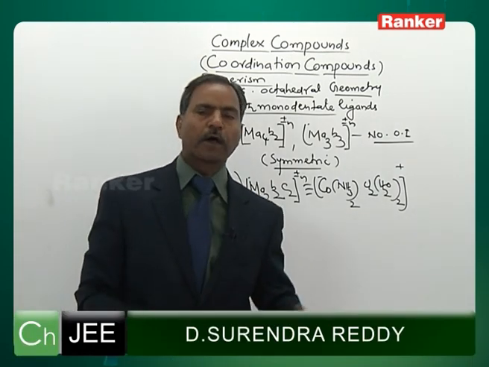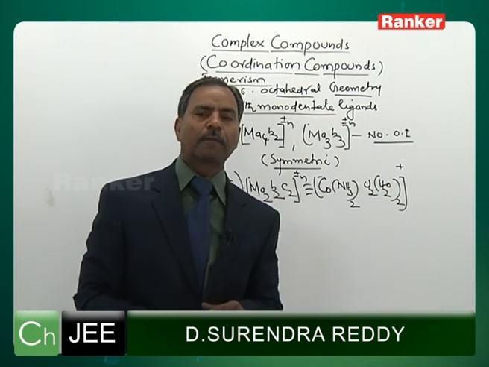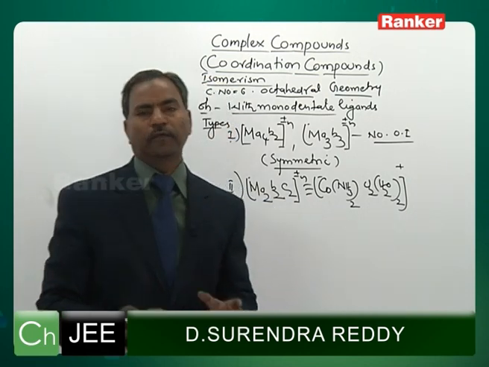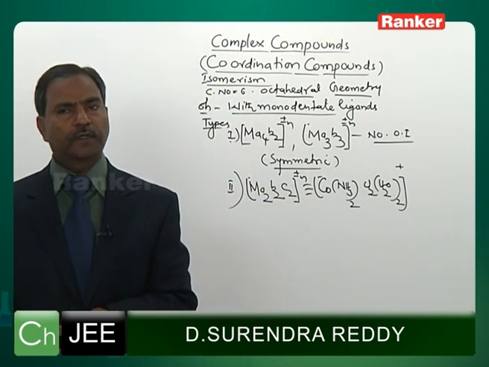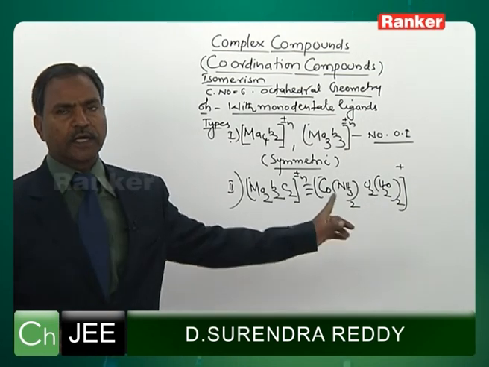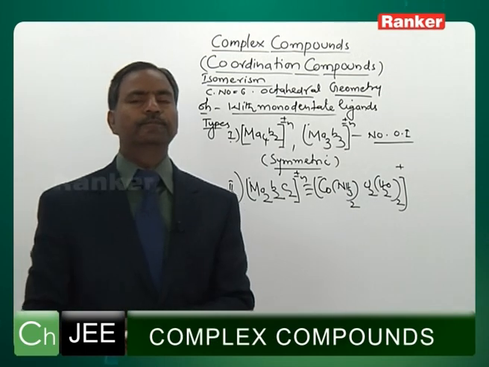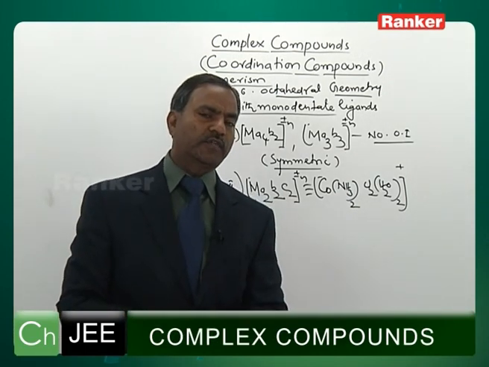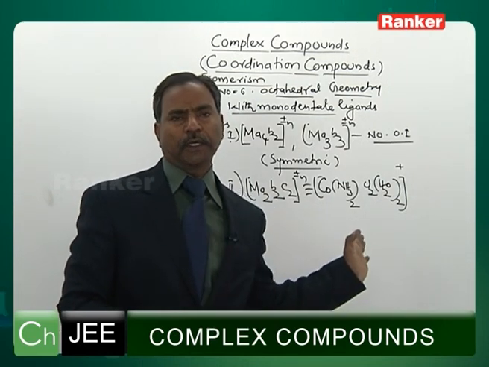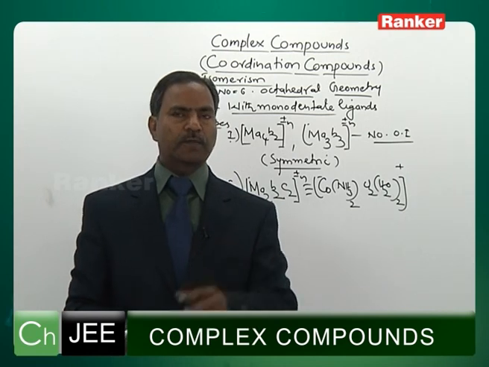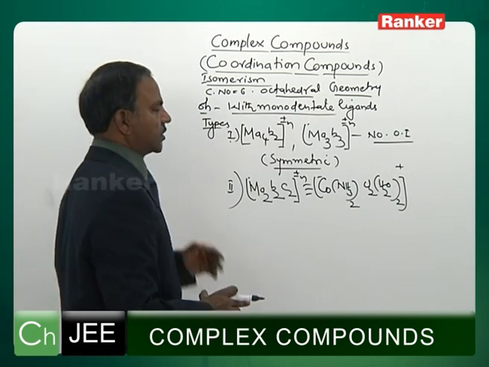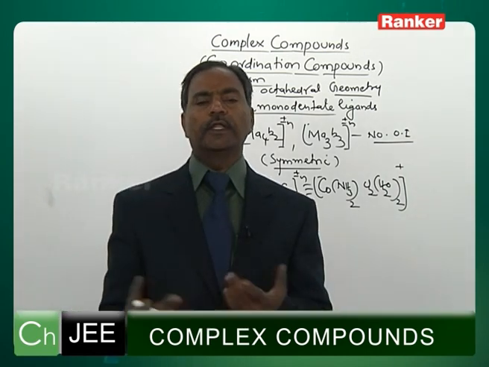Recollect what we discussed about this particular complex. For this complex, 5 geometrical isomers are possible. Theoretically 5 geometrical isomers are possible, but out of these 5, only 3 are isolated, I said. Among these 5 isomers, the cis isomer is unsymmetric. I will write the cis isomer and show how it is optically active.